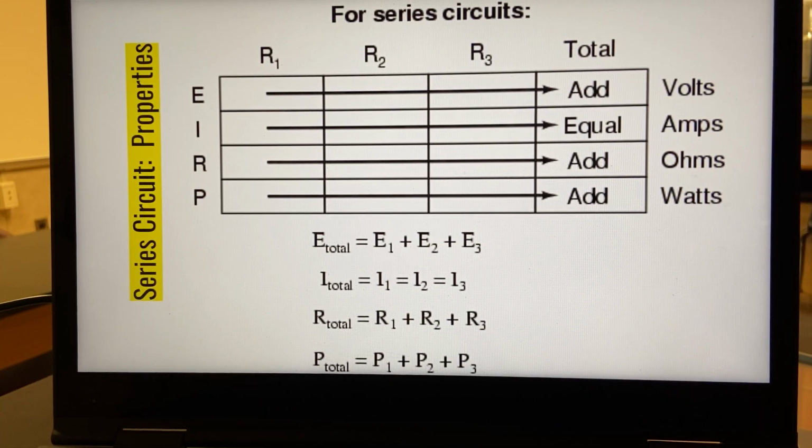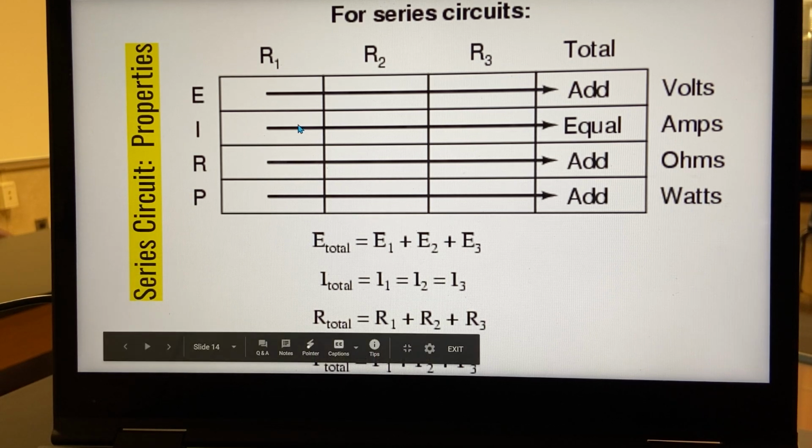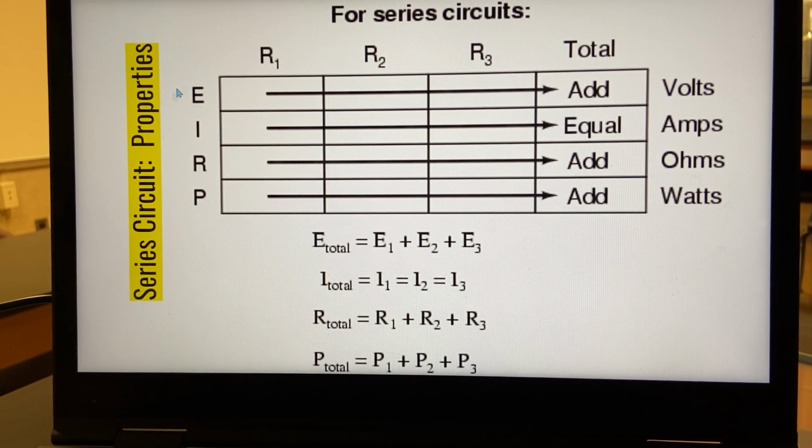I like this little demonstration here. It's like a chart that shows you all the properties of a series circuit. So electromotive force, current, resistance, power. Electromotive force, if you have 3 resistors, add them all up, you have your total in volts. Your current, notice this line just says equal. It means no matter where you are, the current remains the same, and we say they are measured in amps.